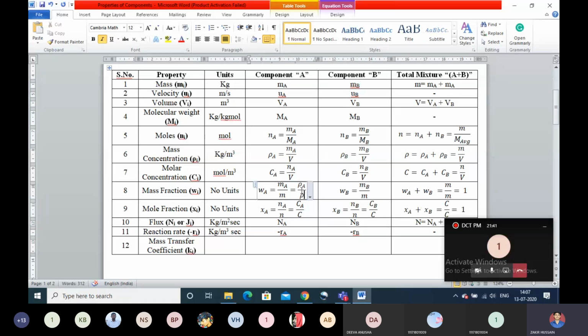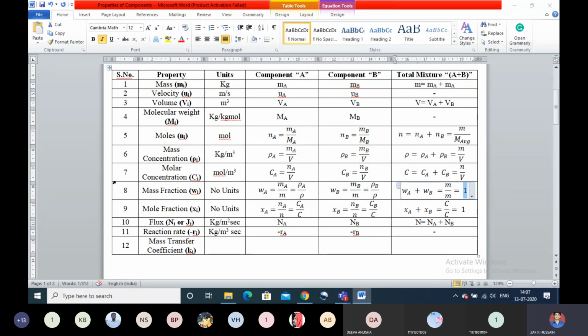Similarly, for component B, the mass fraction is individual mass divided by total mass, or otherwise individual mass concentration divided by total mass concentration, which is equal to rho B by rho. So the sum of the mass fractions is equal to the total Ma plus Mb over the total, which cancels out and we get only one.